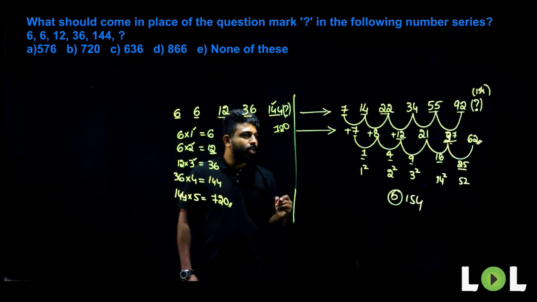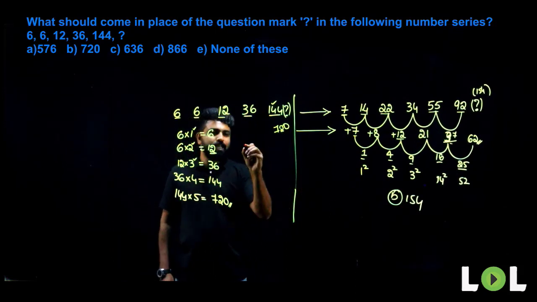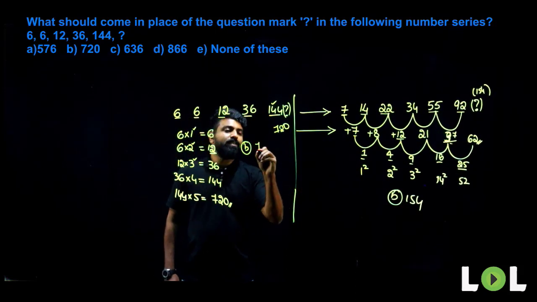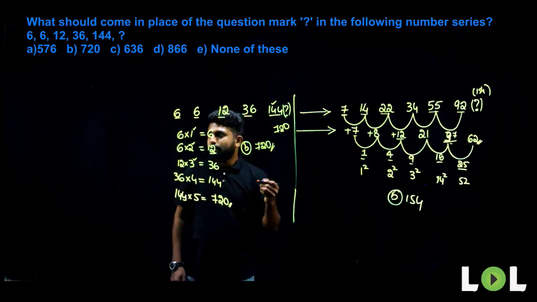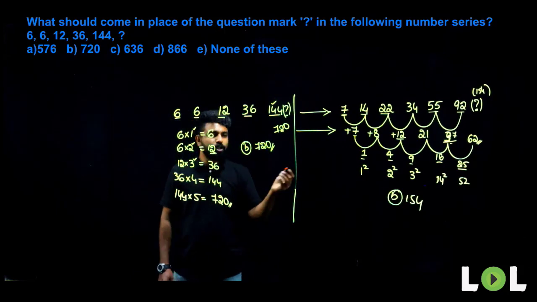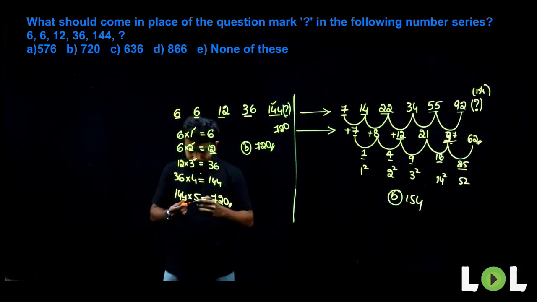Do we have that in our options? Yes. Option B, 720 will be my final answer. Am I clear, people? So quickly copy it down. Once you're done copying, we'll move on to the next problem.